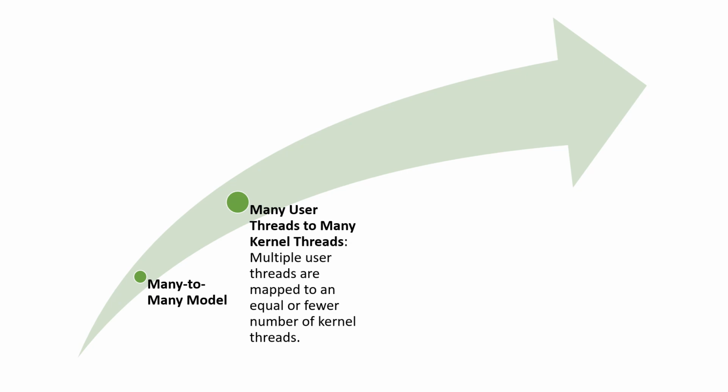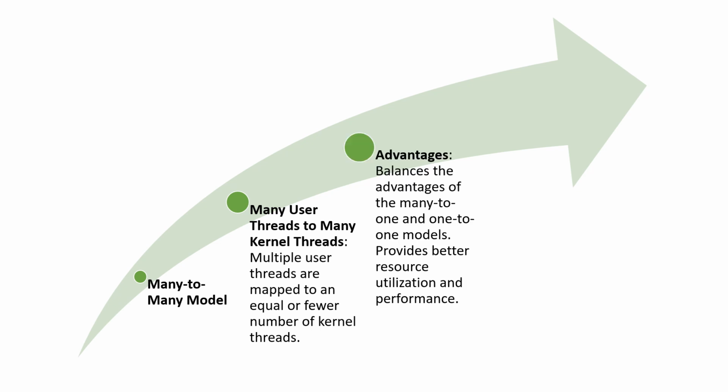And next is the many-to-many model. And here, many user threads, that is multiple user threads, are mapped to an equal or fewer number of kernel threads. Here the advantages are it balances the advantages of many-to-one and one-to-one models, that is, it provides better resource utilization and performance. The disadvantages here are it is more complex to implement and manage.